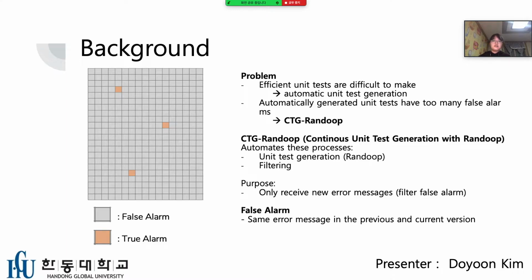But how can we determine the false alarms? There is actually no way for a program to automatically determine false alarms of the project. So we refer to the error revealing test generated by Randub in the previous version. If the same error occurs in the previous version and the current version, we assume that the engineer didn't fix it on purpose, so conclude that this is a false alarm.